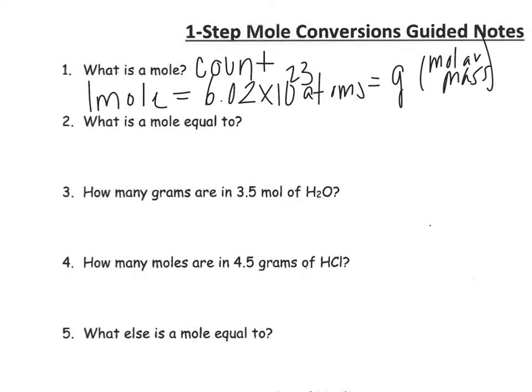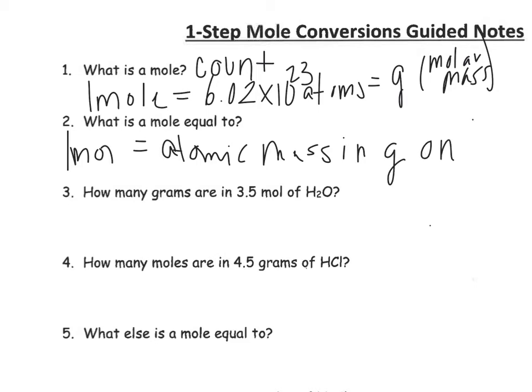All right? So 1 mole of anything is equal to its atomic mass in grams on the periodic table. So we're going to do one-step mole conversions, which is just on and off my mole island. Anytime you see grams, that should tell you one very important thing: molar mass. Molar mass is the sum of all the masses in the formula in grams.